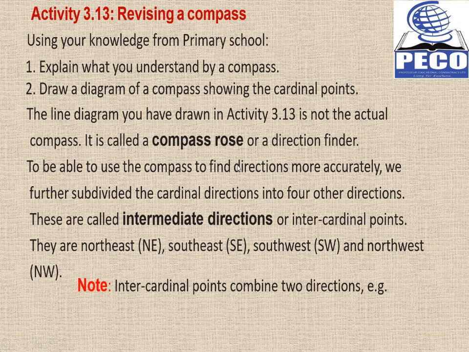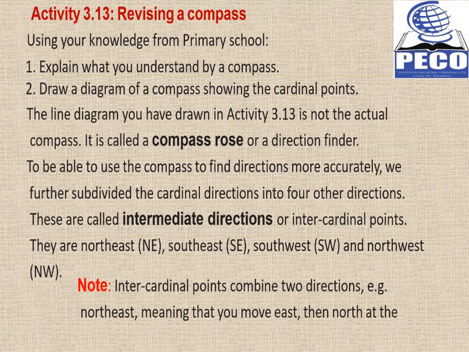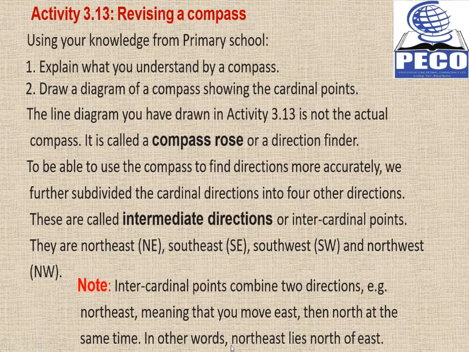compass rose. Let's note that these intercardinal points combine 2 directions. For example, here we have north and east to get northeast. So they combine 2 directions. For example, northeast, meaning that you move east and then north. You move east and then north at the same time. So in other words, northeast lies between north and east.